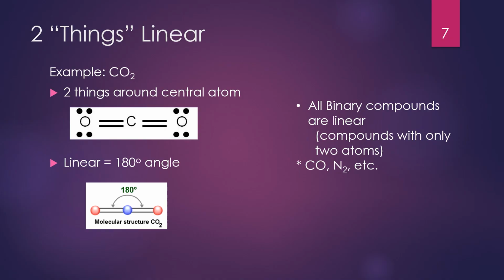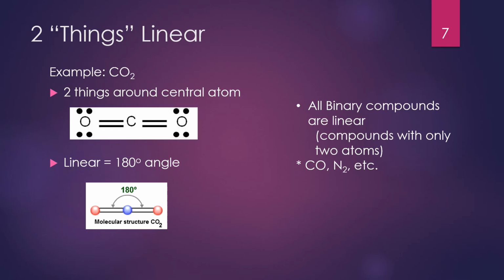So let's start with the first category. If there are 2 things, it's going to be linear. So what do I mean by things? That's how many atoms or how many lone pairs are on the central atom. So an example would be carbon dioxide.